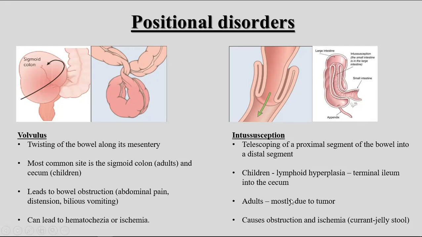In adults, it's mostly due to a tumor, so it can occur anywhere that there's a tumor. There's no typical location, and again, just like a volvulus, it can cause obstruction. So you can imagine that food can't pass through here, or the feces can't pass through here, and ischemia. And one very specific type of stool that you can see here is the currant jelly stool. If you see currant jelly stool, it's most commonly associated with intussusception. So those are the two positional disorders that you should know about.